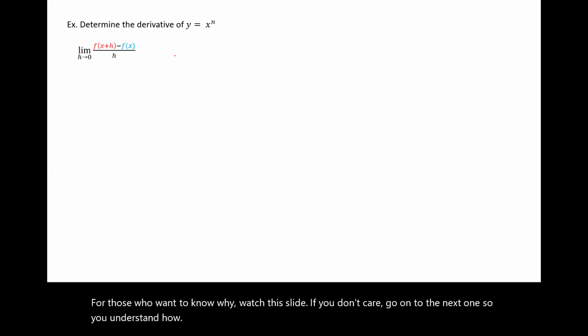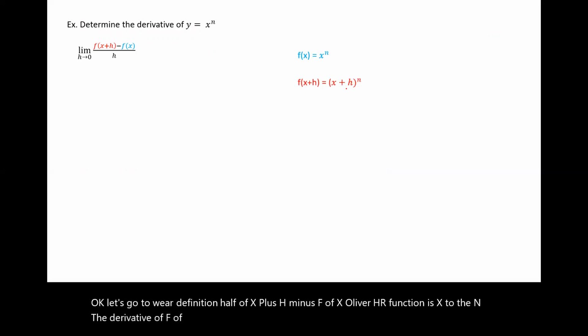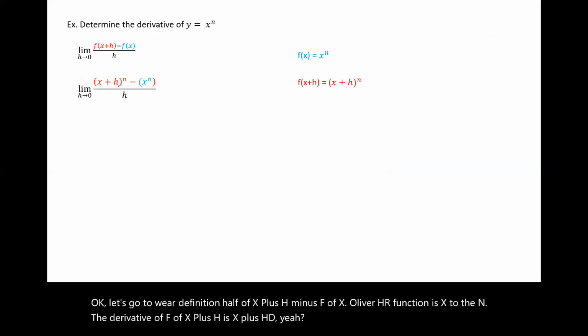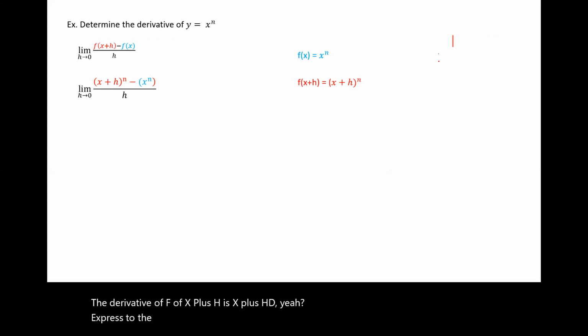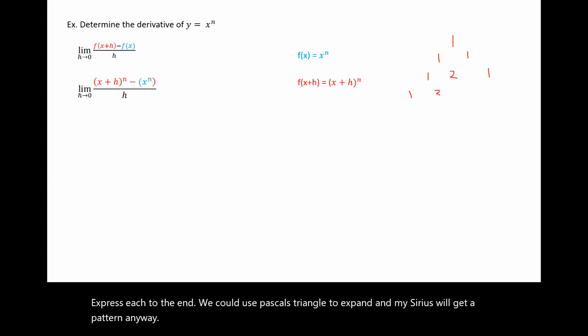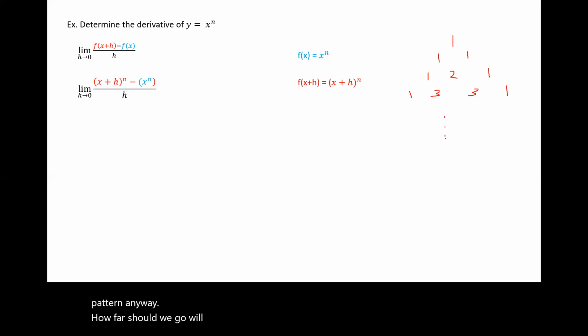Okay, let's go to our definition. f of x plus h minus f of x all over h. Our function is x to the n. The derivative, f of x plus h is x plus h to the n. X plus h to the n, we could use Pascal's triangle to expand that. Am I serious? Well, we'll get a pattern anyway. How far should we go? We'll go dot, dot, dot, and say somewhere down here is x plus h to the n.